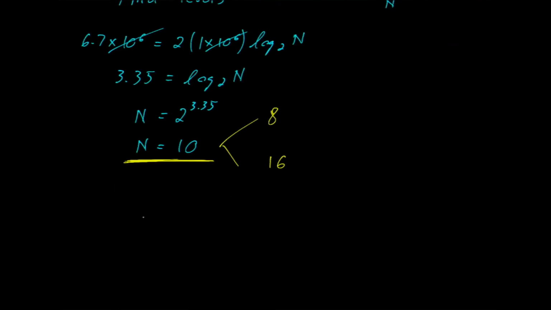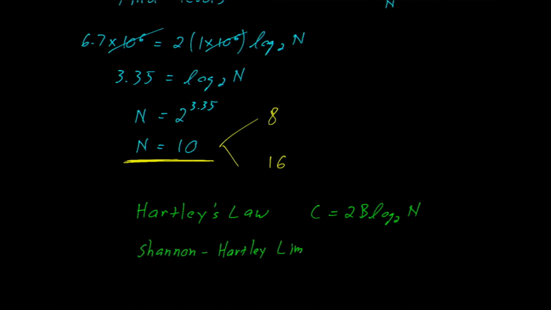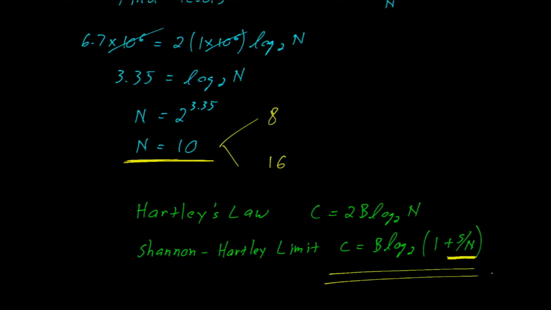All right, that takes care of Hartley's Law, which tells us the channel capacity is 2 by the bandwidth log base 2 of the number of levels, and the Shannon-Hartley limit, which tells us the channel capacity is equal to B log base 2 of 1 plus the signal-to-noise ratio. It's the Shannon-Hartley limit with its recognition of the signal-to-noise ratio that ultimately determines the speed at which we can send information.